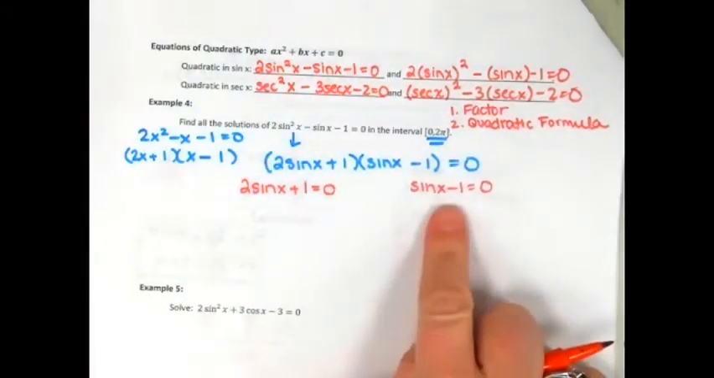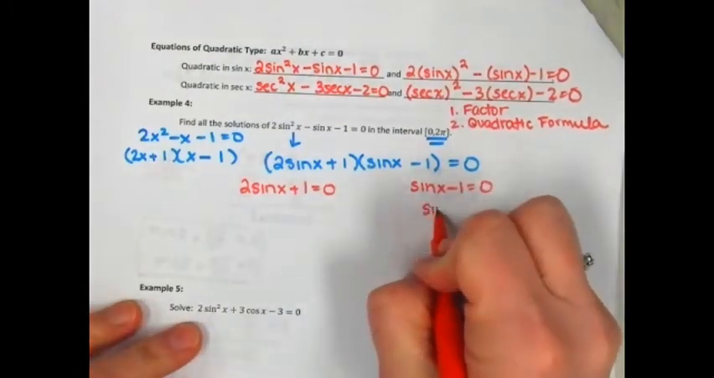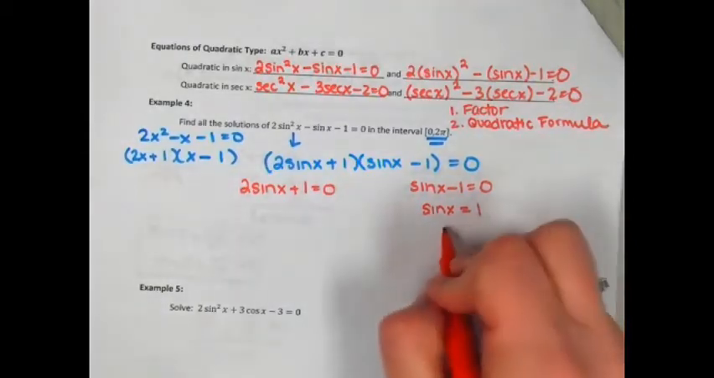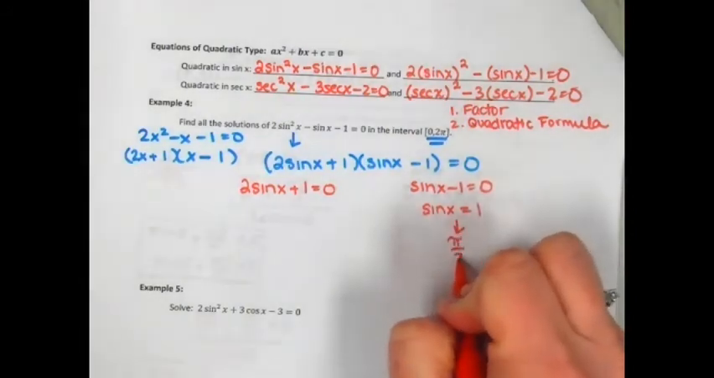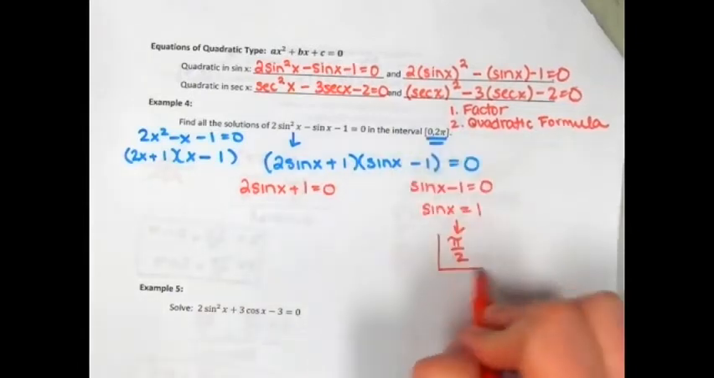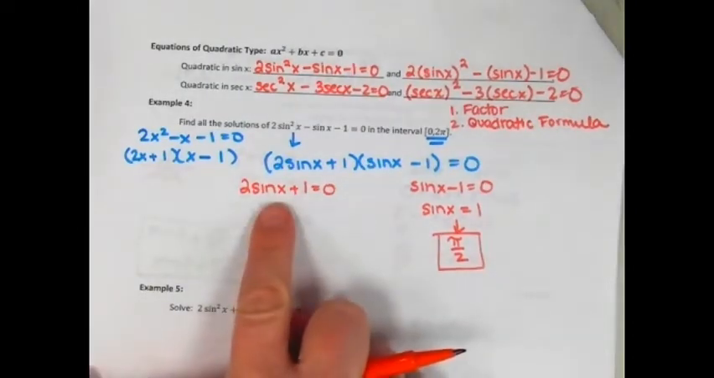So let's do this one first, because that's easy. How do I solve for the sine? Just add the 1, right? So sine x equals 1. So we know that's going to be on an axis, right? And sine is always the y coordinate. So when is your y coordinate equal to 1? Pi over 2. Is pi over 2 between the interval of 0 and 2 pi? Yes. So this would be one of my solutions. Okay. All right. How would I solve for the sine of x here?